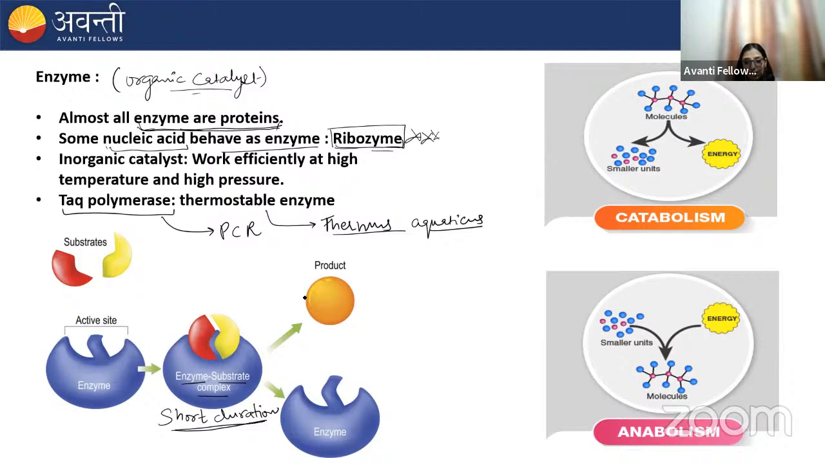Anabolism, when the smaller subunits join and form a large molecule. So here the synthesis of a large molecule will occur. So this process requires energy and this metabolism is known as anabolism.